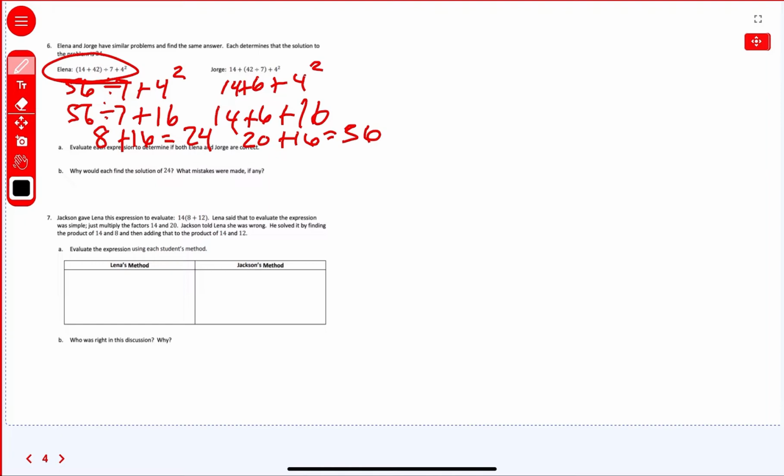What did he do? No, but why did he come up with 24? What did he actually do? He ignored the parentheses, didn't he? He didn't solve the brackets first? Let's see here. How would he have come up with that?